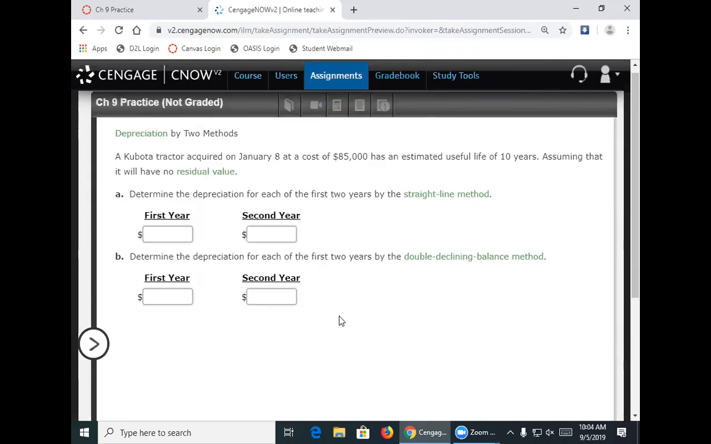Well, they made it at least a little easy because we acquired it on January 8th, so that was the first month of the year. So we don't have to do a partial year's depreciation. Remember how we covered that sort of quickly? So we can just do full years of depreciation for both years.